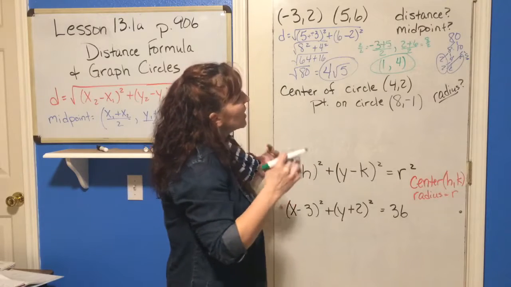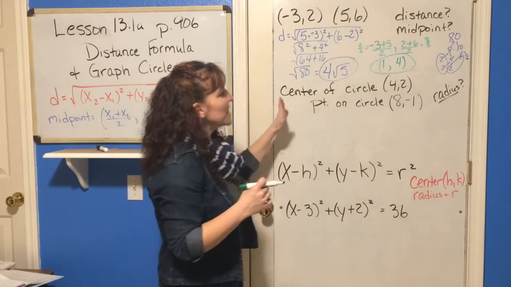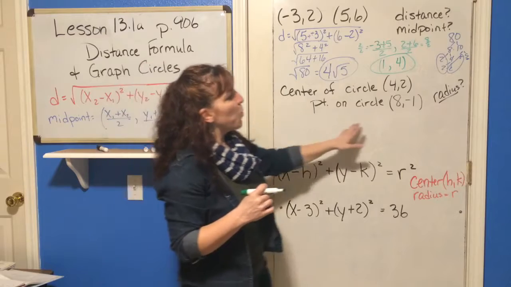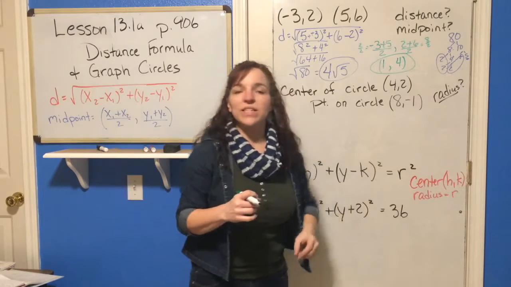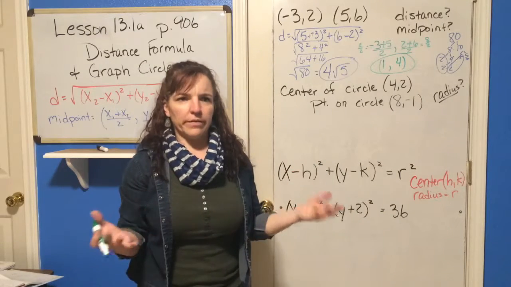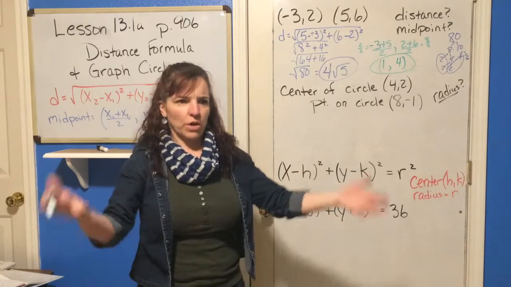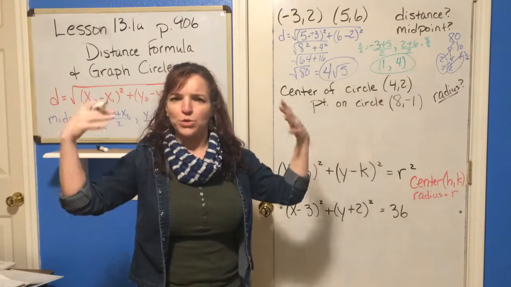Then the next section, I've got a couple of questions where I say, well, here's the center of your circle, and here's a point on the circle. I want to know what's the radius of the circle. And you might say, well, I don't know. What on earth are you talking about? Now you're talking about distance. Now all of a sudden you want radius. What are you talking about?